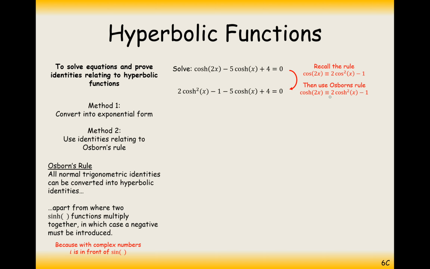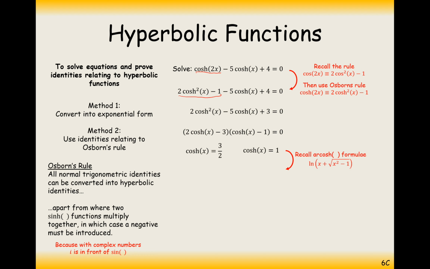So cosh 2x is equal to 2 cosh squared x minus 1, so I'll replace this with what it's equivalent to. Let's now simplify, and now some brackets, and then solve those brackets. Cosh x equals 3 over 2 or cosh x equals 1. Use the identity for arcosh, and we're going to get ln of 3 over 2 plus root 5 over 2, and 0. So there we are.